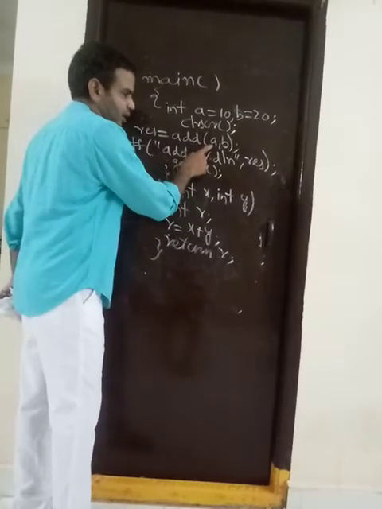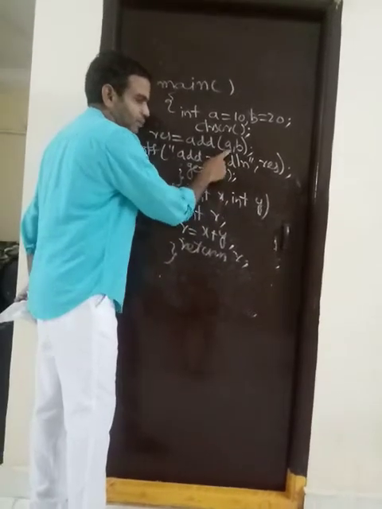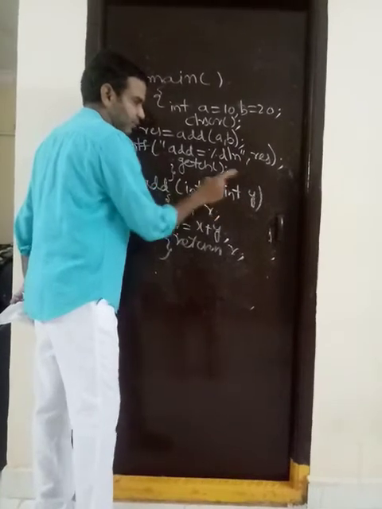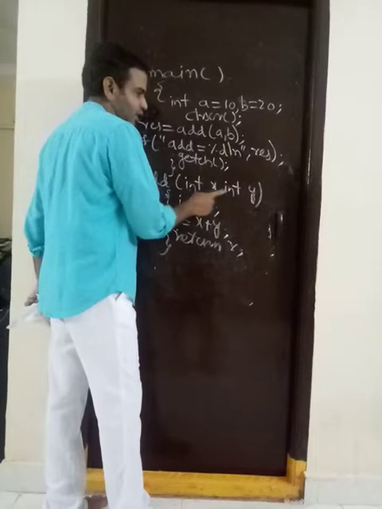So here we are passing a comma b, received through x comma y. Important: these are the actual parameters, and these are the dummy or formal parameters. We are taking a comma b, but we are receiving through x comma y.